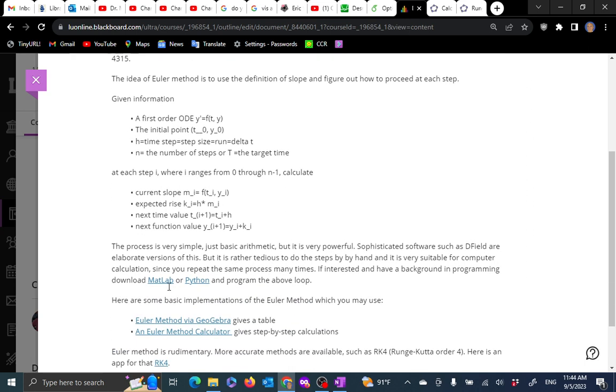So if you're ambitious, you get your MATLAB or Python or Java or whatever language you have access to, and then you run it like that. However, if you want to be quick and you don't want to deal with installation, you can use a variety of web apps that are available to you. So you have all sorts of these.